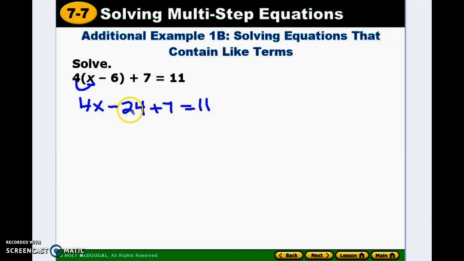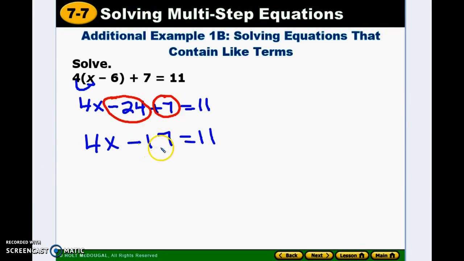And then here we can see that we have two terms that we can put together: the negative 24 plus the 7. Again, please remember this is a negative 24. It's very, very important. So combining them, we get 4x, and then negative 24 plus 7. Think of money: if you owe $24 and you put in 7, you will still owe $17. So that will become negative 17 equals 11.